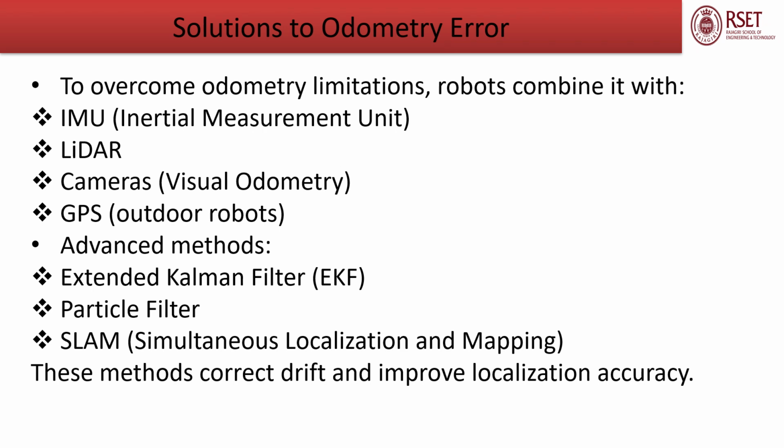SLAM goes one step further. It builds a map while localizing simultaneously. These techniques do not eliminate uncertainty but manage it intelligently. The key idea is redundancy. Never trust a single sensor completely. By combining information sources, robots achieve higher reliability.